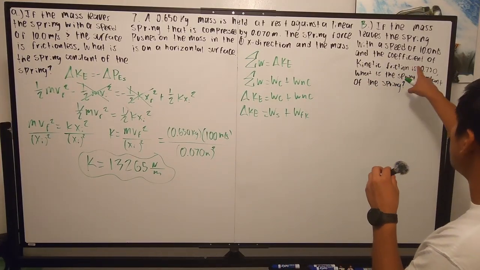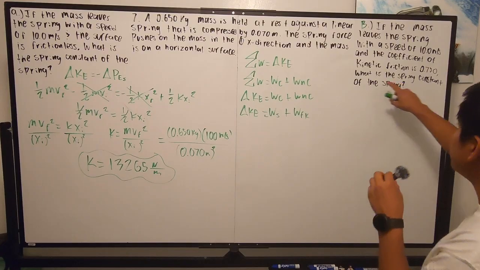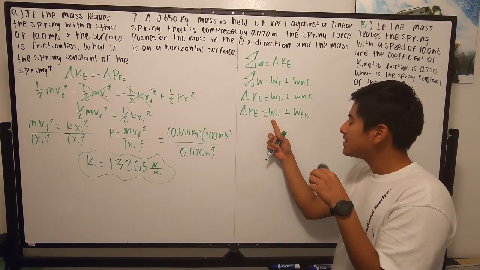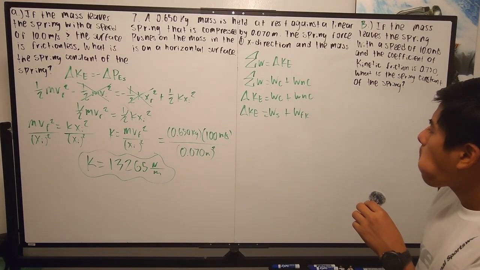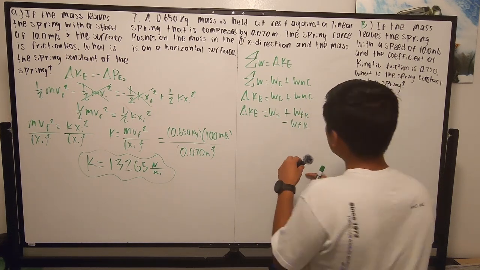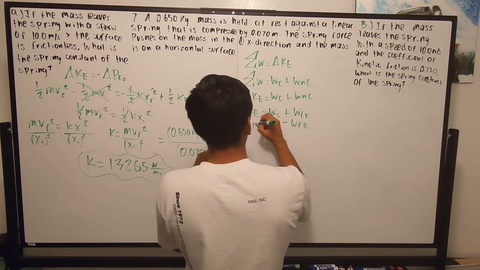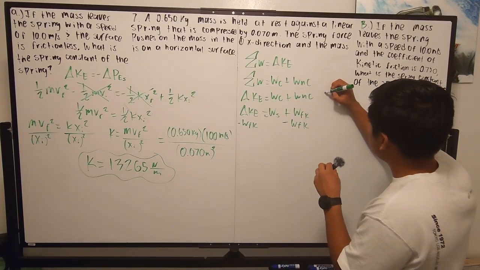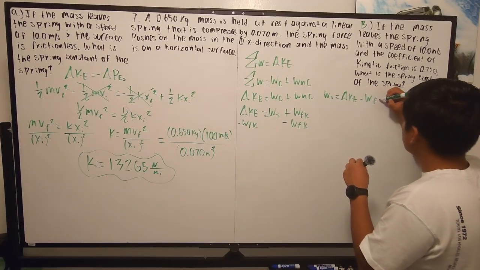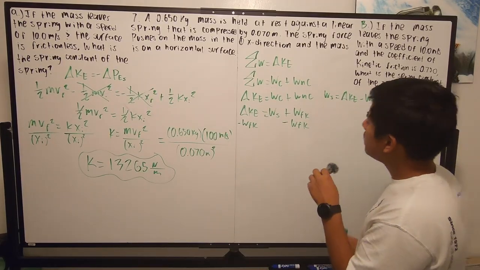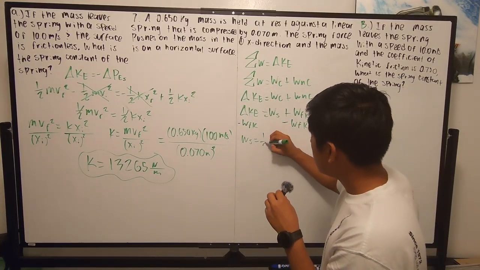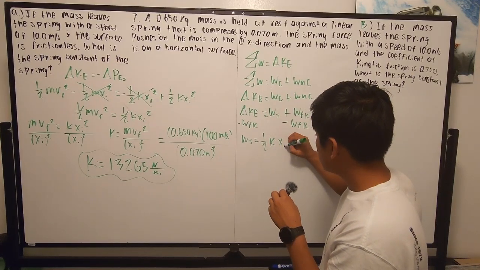Now I'm being asked not for the coefficient of kinetic friction, but the spring constant of the spring, which is going to be found right here. So I'm going to go ahead and isolate that by subtracting the work done by kinetic friction. Now I have that the work done by the spring is equal to the change in kinetic energy minus the work done by the force of kinetic friction. Expanding this work done by the spring, in this case, the work done by the spring is going to be equal to 1/2 kx initial squared.